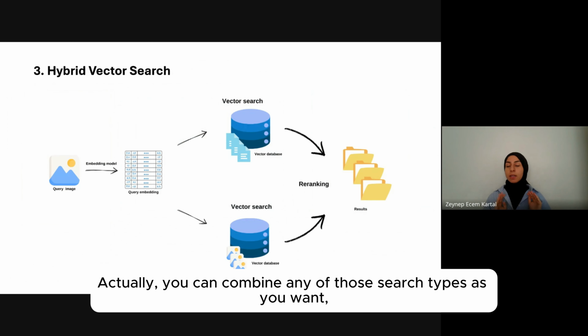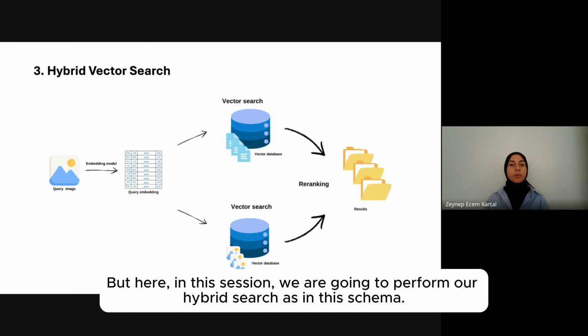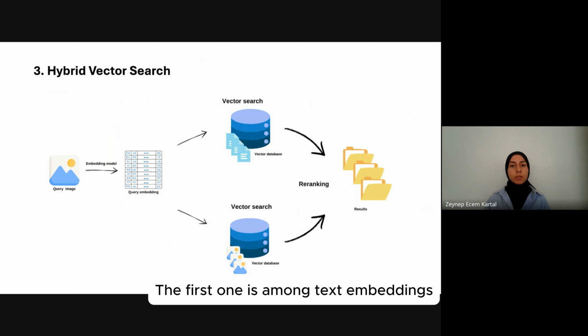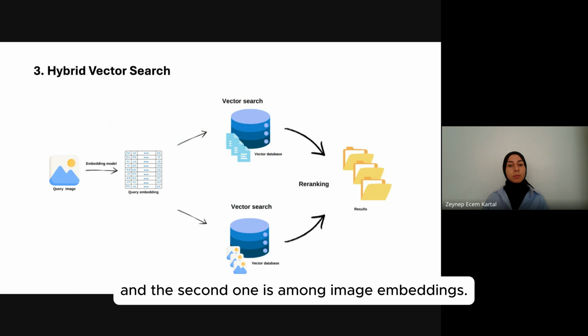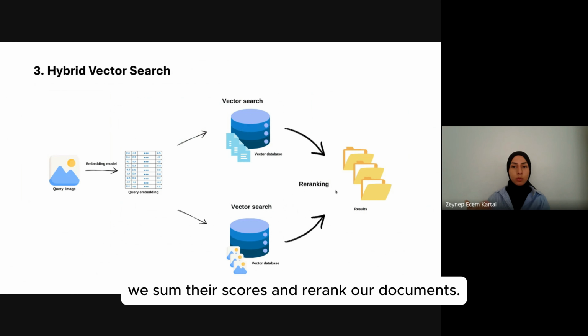Actually, you can combine any of those search types as you want, and you can produce a hybrid vector search. But here in this session, we're going to perform our hybrid search as in this schema. After embedding the query image, we perform two different vector searches. The first one is among text embeddings, and the second one is among image embeddings. And after getting scores of these vector searches, we summed their scores and re-ranked our documents.